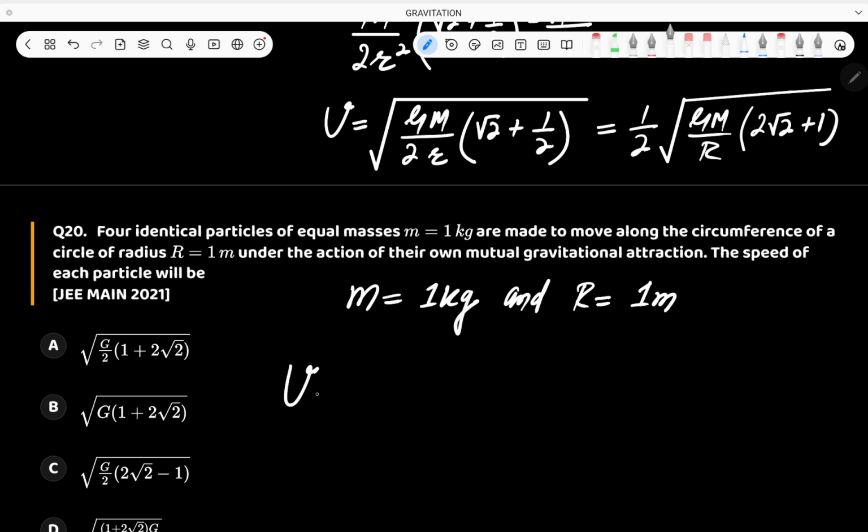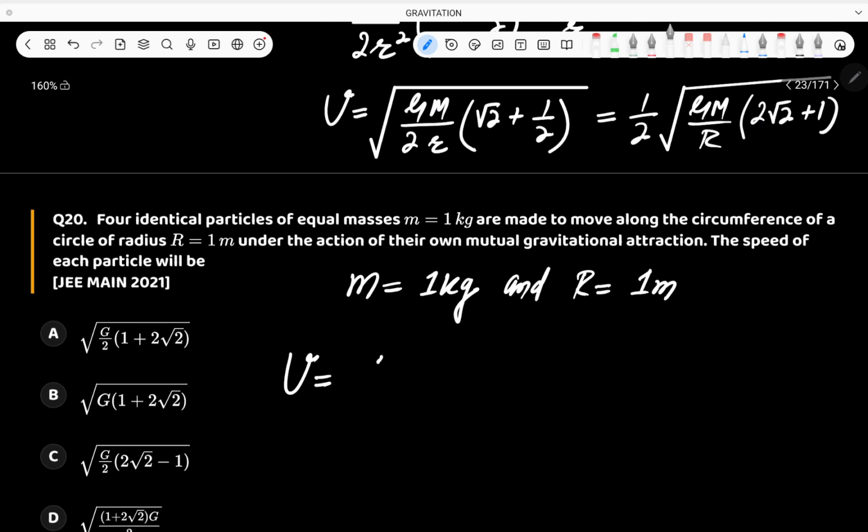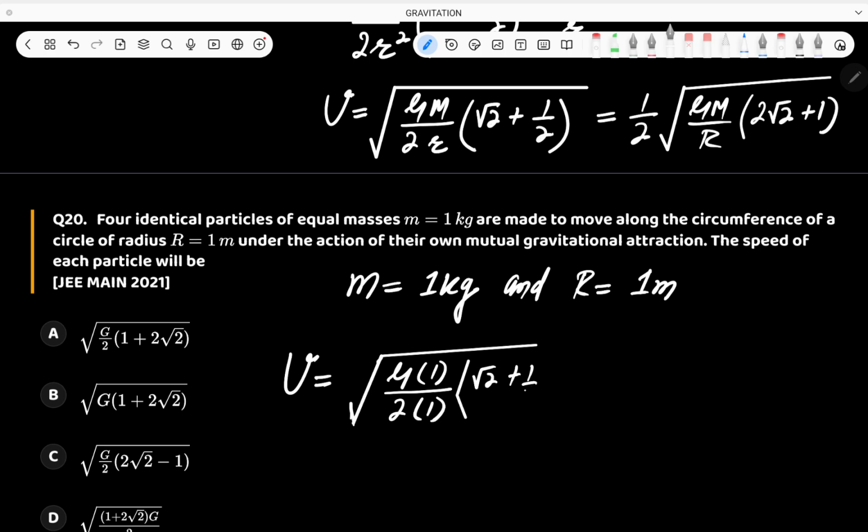So the orbital speed simply becomes equal to what? It becomes equal to 1 by 2. I can write it like this. Rather, I'll insert here in this equation. In this equation I will put M is equal to 1 and R is equal to 1. So the equation will be something like this: G into M. What can we write in place of M? 1 divided by 2 into 1 multiplied by root 2 plus 1 by 2. This will be the orbital velocity.